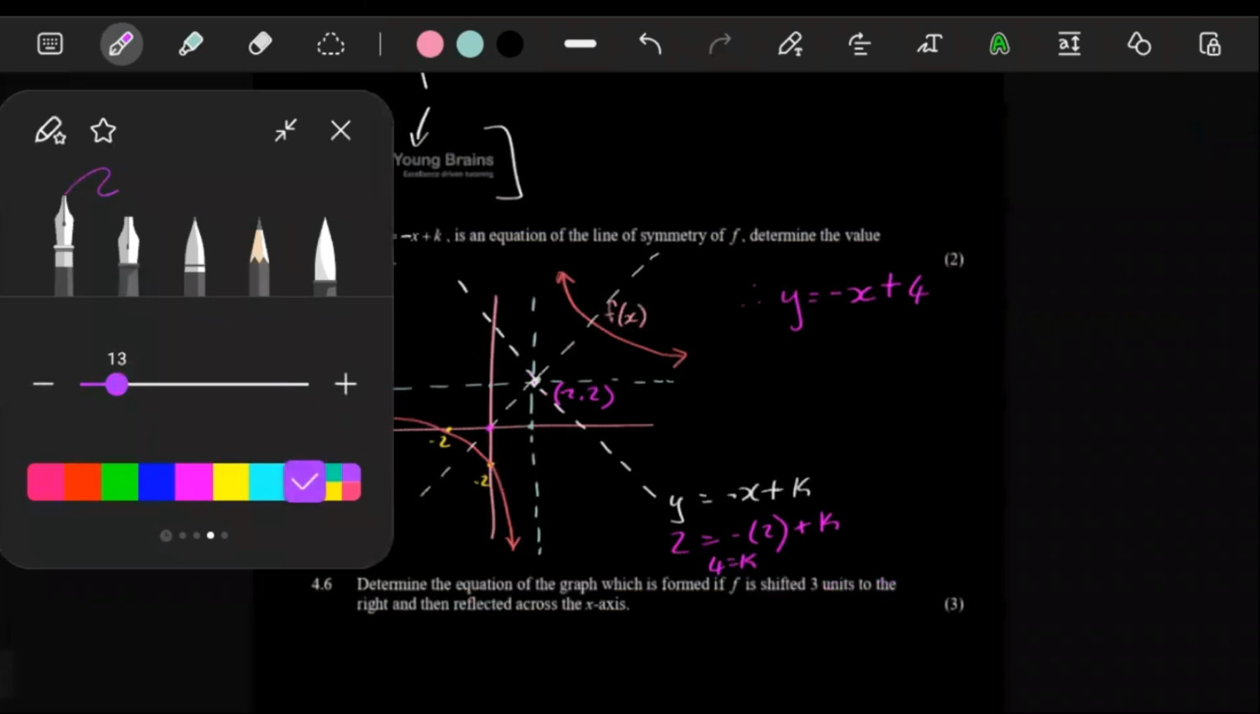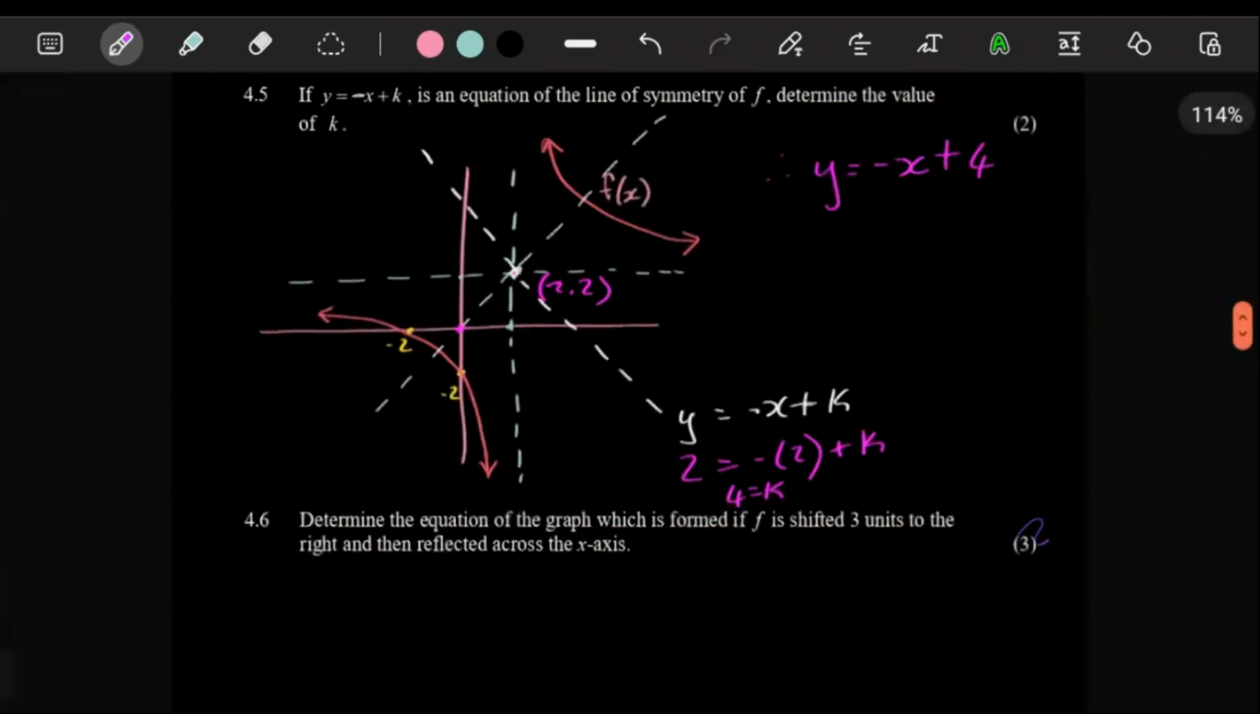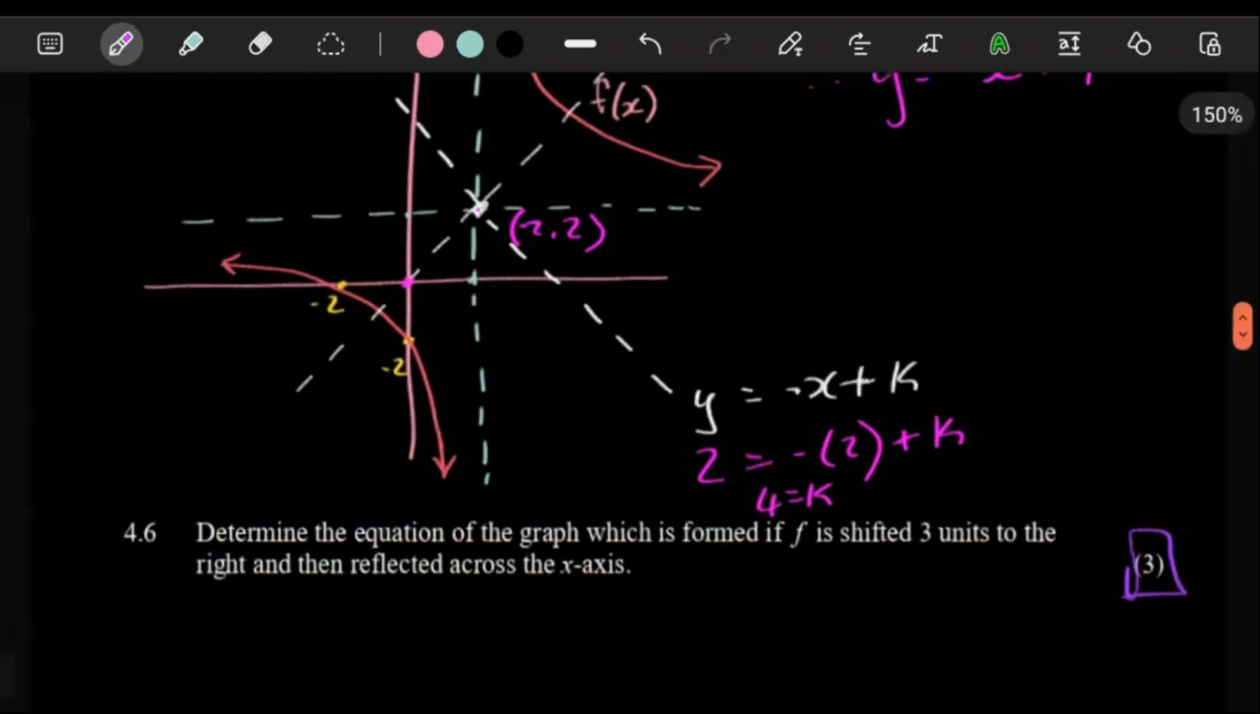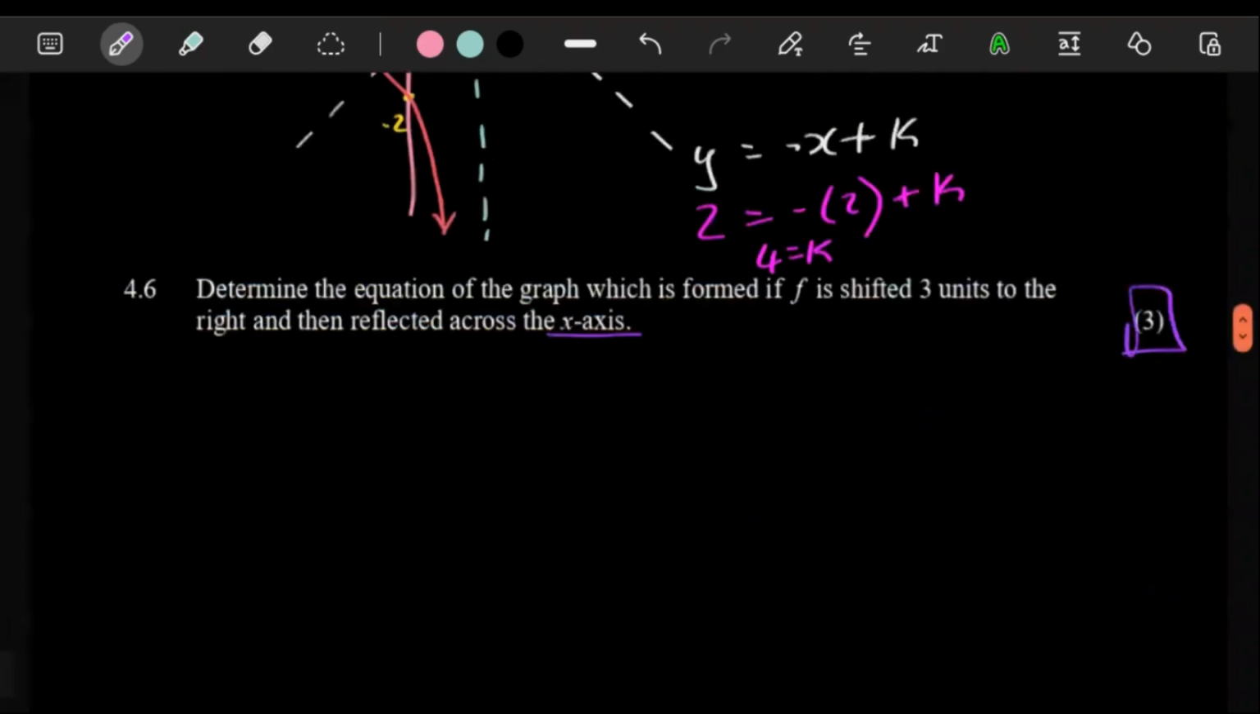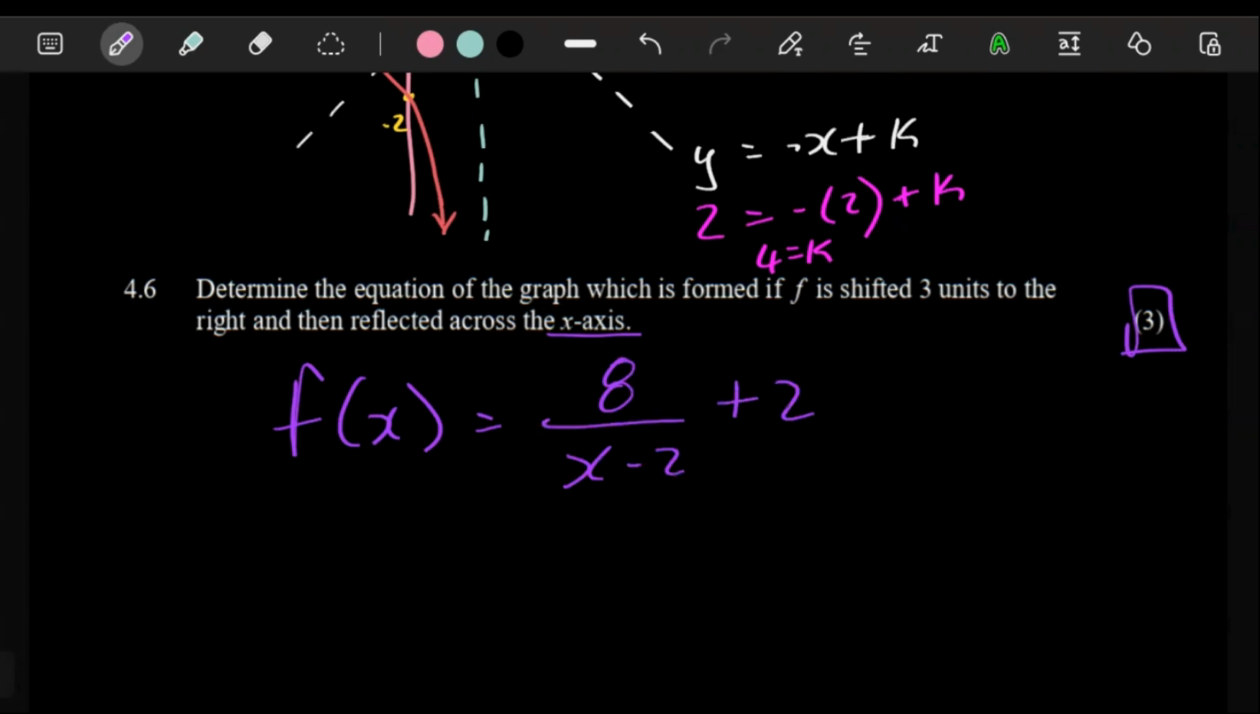So let's see here for 3 marks. It says determine the equation of the graph which is formed if f is shifted 3 units to the right and then reflected across the x-axis. So this kind of an equation, you can always just get it by firstly writing out what f of x looks like. This is what the equation of f of x looks like. So what we need to do is we have to just implement these things here one by one.